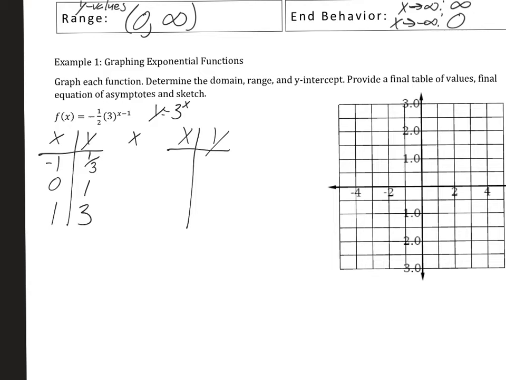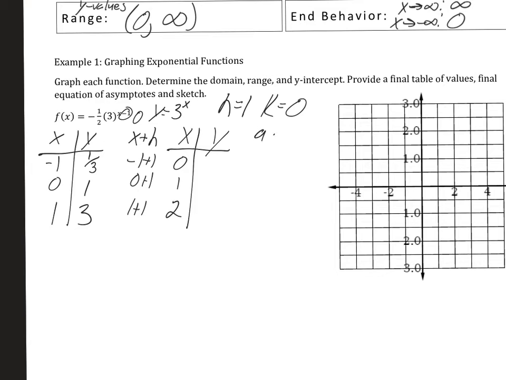Now, thinking about my equations to get to my child graph, it's always x plus h. So what is h here? h is +1. What is k here? Well, I don't have anything, so k is just 0. Nothing happens there. So let's take all of our x's and add 1 to them. -1 plus 1 is 0. 0 plus 1 is 1. And 1 plus 1 is 2.